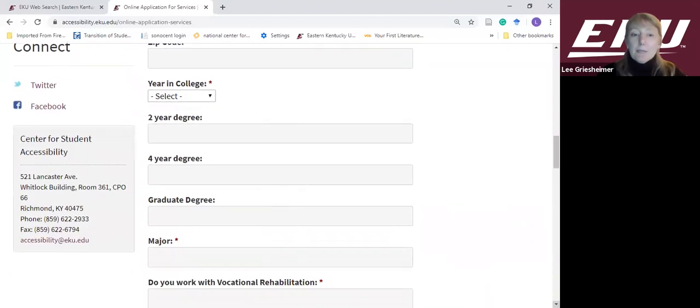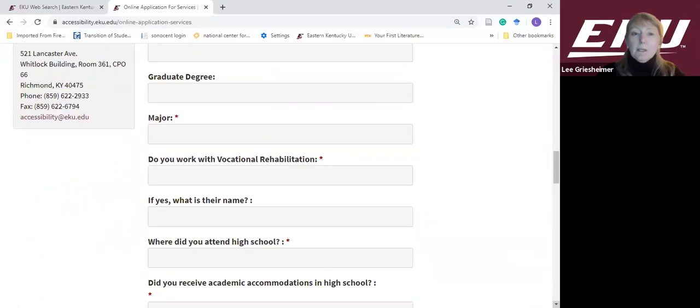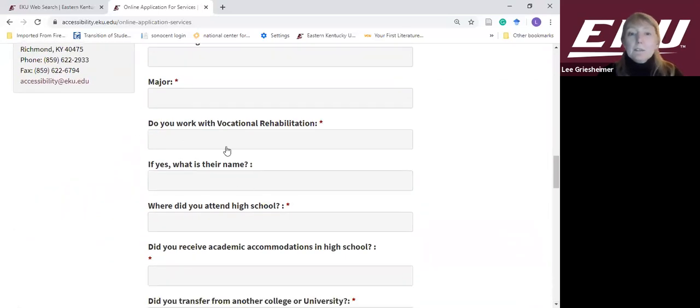Not all of these may be applicable to you, including this one. Do you work with vocational rehabilitation? Voc Rehab is a federal organization. It manifests a little bit differently in each state. I highly recommend it. In Kentucky, we have a wonderful relationship with vocational rehabilitation, and it's a great program, and they provide a lot of support to transitioning students.